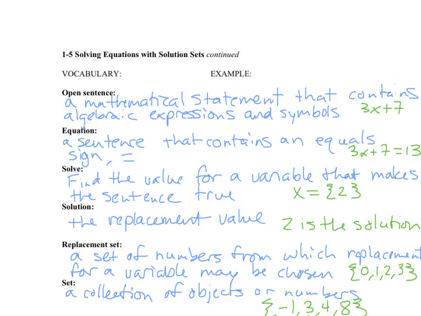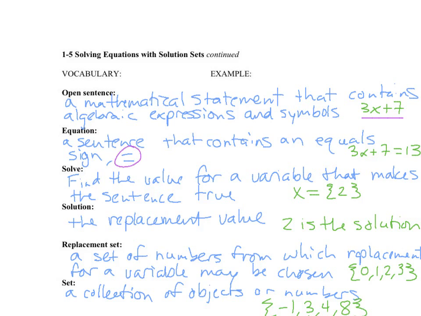Today's lesson we'll be talking about section 1.5, solving equations with solution sets. First we need to be able to define the terminology that's going to set up for this unit. An open sentence is a mathematical statement that contains algebraic expressions and symbols. An example of that would be 3x plus 7. An equation is a sentence that contains an equal sign.